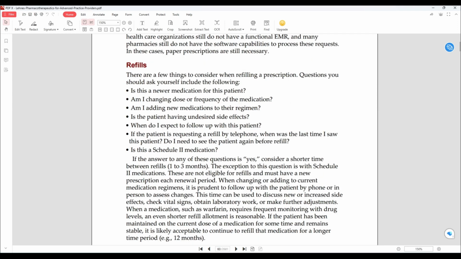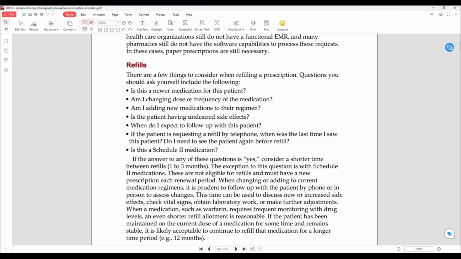Your refills. There are a few things to consider when refilling a prescription. Questions you should ask yourself include the following. Is this a newer medication for the patient? Am I changing a dose or frequency of the medication? Am I adding new medication to their regimen? Is the patient having undesired side effects? When do I expect to follow up with this patient?